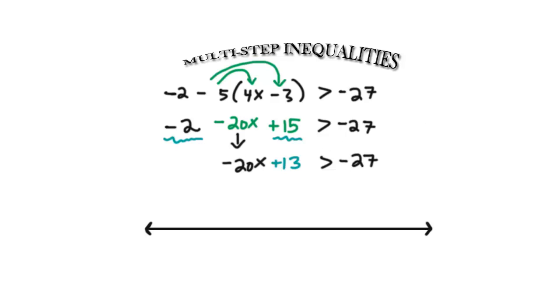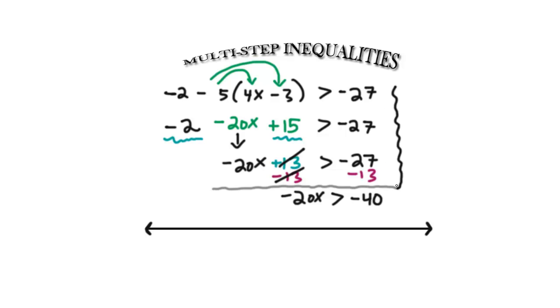So all we have to do now is bring this 13 to the other side. So I'm going to minus 13 here and minus 13 here. Let me draw this little line so you can see it a little bit better. So now this positive 13 and negative 13 go away. We're left with the negative 20x. Let's bring that one down. We have the greater than symbol, right? And then negative 27 and negative 13 comes out to negative 40, right? Which is nice, and you'll see why in a second.